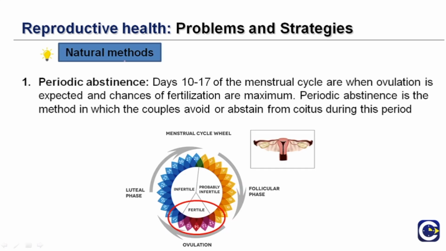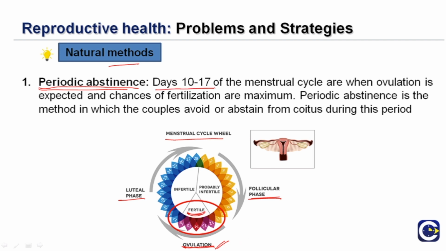So the first natural method that we will talk about is called periodic abstinence. To understand periodic abstinence, let us revise the menstrual cycle of a woman. The menstrual cycle consists majorly of 3 phases. The first one is the follicular phase, then the ovulation phase, and then the luteal phase. The ovulation phase is also called the fertile phase, because this is the phase where the chances of pregnancy are maximum.